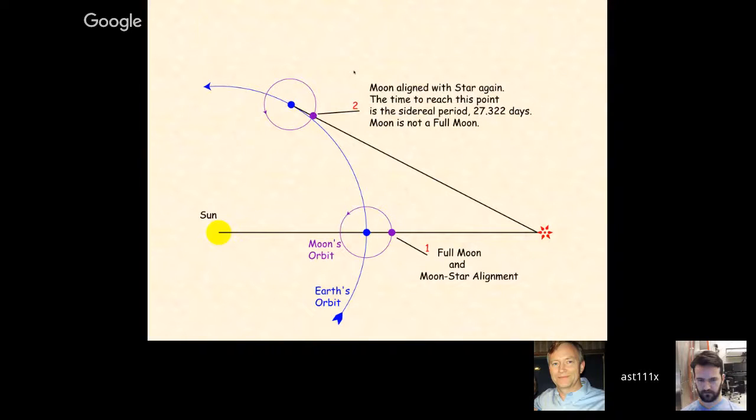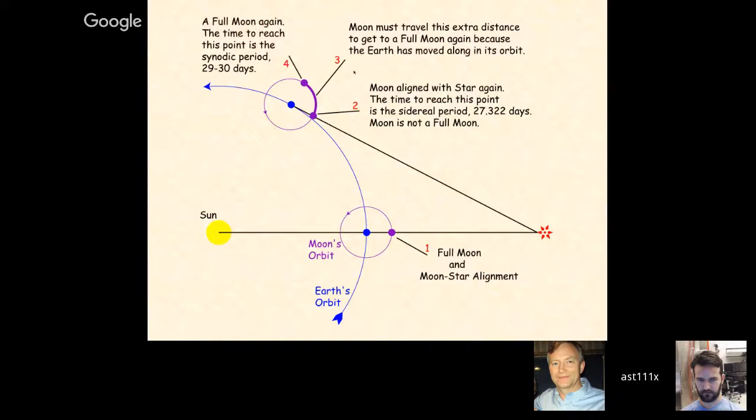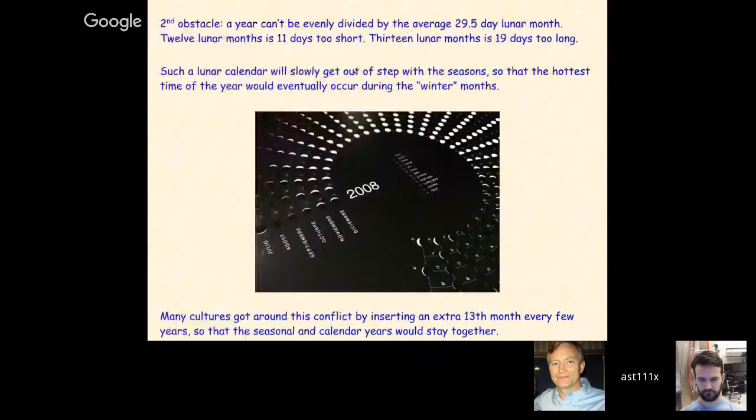In order to get back to the full moon, it's got to travel a little bit farther. Why? Because the Earth has moved around in its orbit. And so you have to wait a little bit longer for it to come back to a full moon again. And this is the synodic period, the 29 to 30 days. And it varies a little bit because the Earth's orbit is not a perfect circle. It's slightly elliptical. And so in some cases it moves slower, some cases faster. And this is what ultimately gives rise to this variation in the synodic period. So there's a little bit of jargon for you, synodic and sidereal.